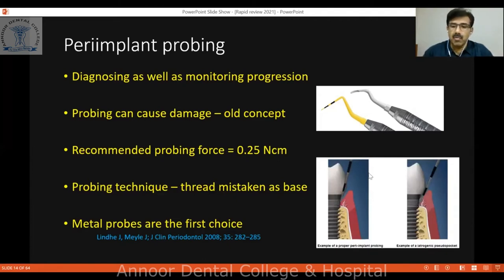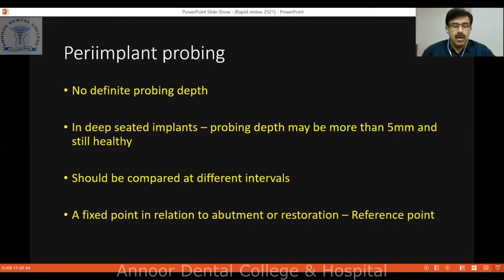Now, this is the correct method of probing, and this is the incorrect method. Here, you're probing around the prosthesis, not along the long axis of the implant that is placed. Now, I told you before that there is no definite probing depth in relation to an implant, because some of the implants may be placed a little bit subcrestally. So in the initial stage itself, you may have a peri-implant pocket depth of around 5 millimeters, and at the same time, with this 5 millimeters, the implant is stable. It is absolutely healthy.